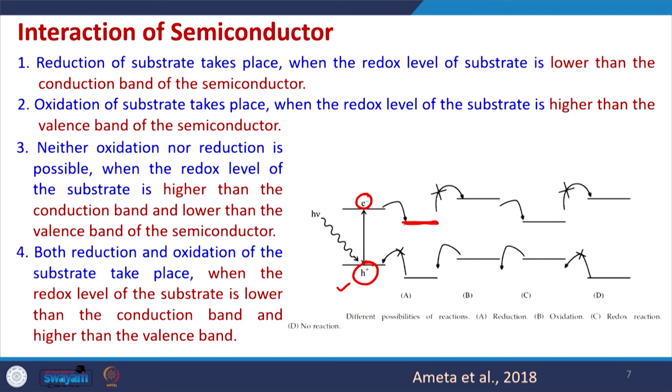Now, similarly, oxidation of substrate takes place when the redox level of substrate is higher than the valency band of the semiconductor. So, under this condition, as we can see, it is possible that an electron will move from this substrate to this hole and thus neutralize this hole. Neither oxidation nor reduction is possible when the redox level of the substrate is higher than the conduction band and lower than the valency band of the semiconductor. So, this is the state C we can see here.